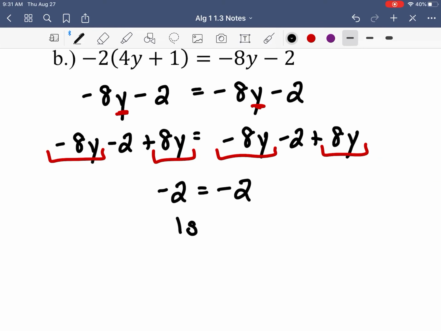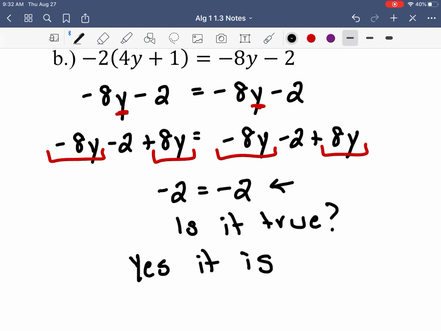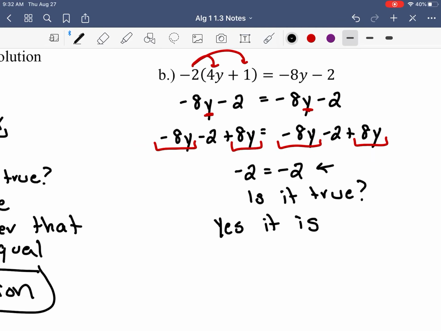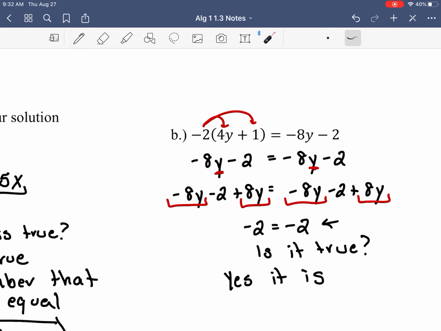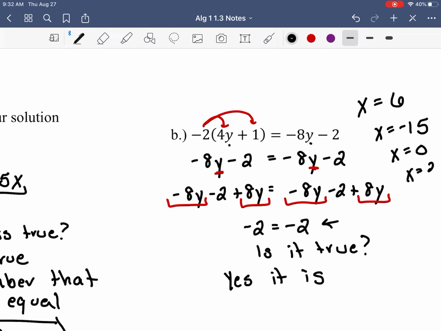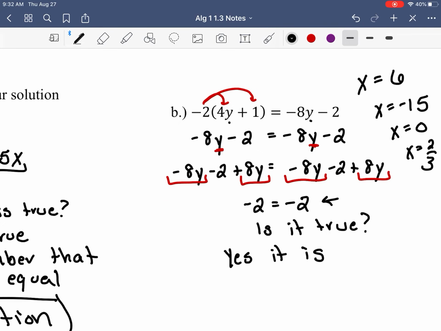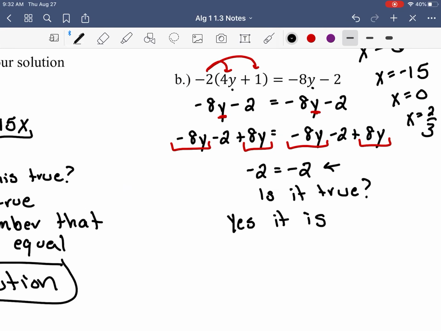But in this case, when I ask myself, is this last statement true? It is. Yes, it is. What that tells me is that any number will work. So up here in this original equation, I can put any number I want in. I could put in x equals 6. I could put a 6 in here for y, and these two sides will be equal. I could put in a negative 15, and those two sides will be equal. I could put in a 0. I could put in a 2/3. I could put any number I want in, and it will make these two sides equal to each other.